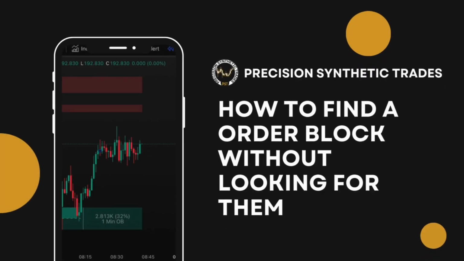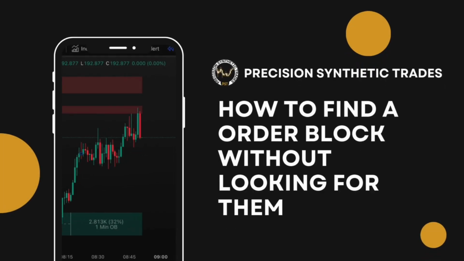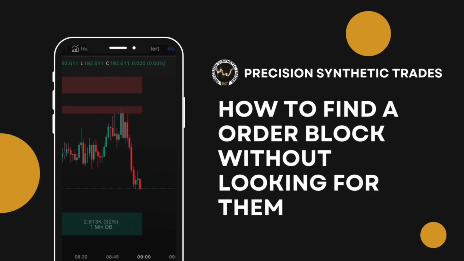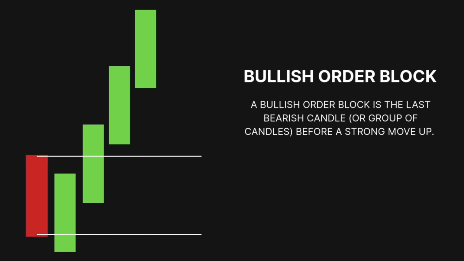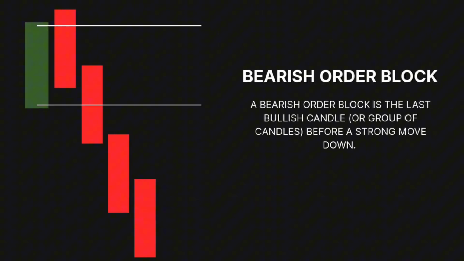In this video, I'm going to show you how to find an order block without looking for them. What is a bullish order block? A bullish order block is the last bearish candle or group of candles before a strong move up. A bearish order block is the last bullish candle or group of candles before a strong move down.